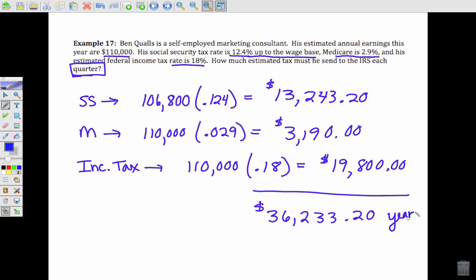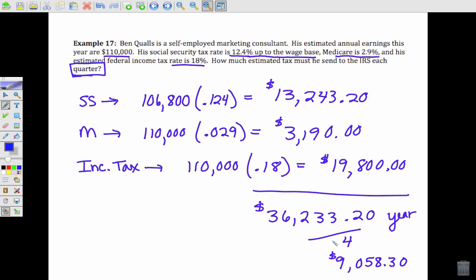This is not what I'm asked to find, though. I am asked to find how much he pays each quarter. This was based on a year, so this is for the whole year. If I want a quarter, I'm going to divide it by 4. When you divide that by 4, you get $9,058.30.